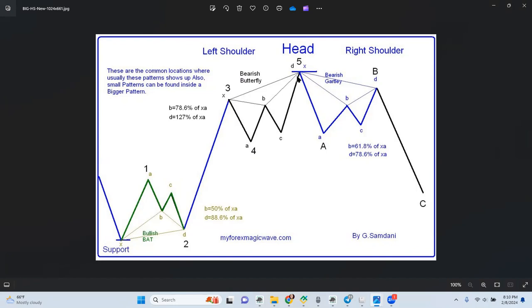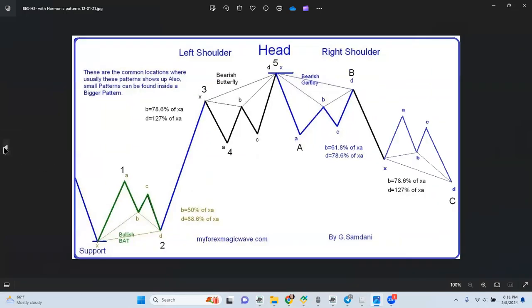Then you have wave 3, and then you have wave 4, 3, 4, 5. Between these three waves, you end up making a bearish butterfly. This is a butterfly pattern, so a small butterfly, bigger butterfly, whatever. But this is how the pattern is. Then it comes down here as an A, B, C correction, and this is where you find a bat or Gartley, bearish bat or Gartley, right? So this is how the harmonic pattern and Elliott wave go side by side, right?